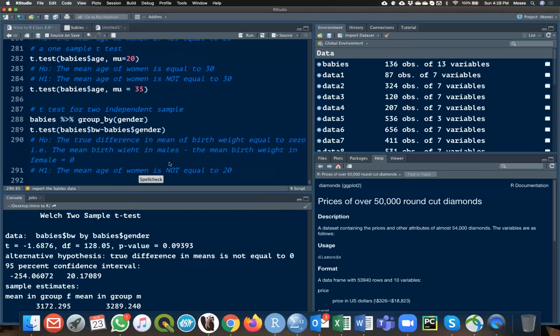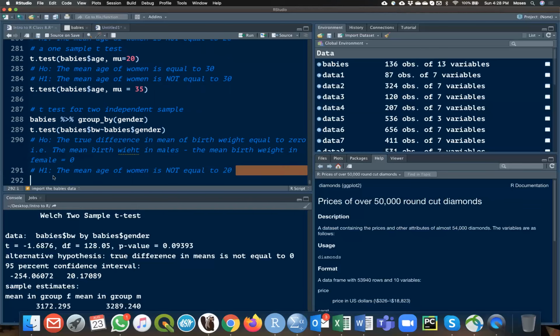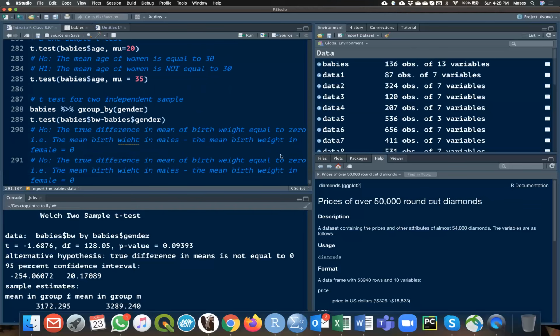And that's for the null. Therefore, the alternative will be the same, but you say this one is not equal to 0. So here it will be not equal to 0.